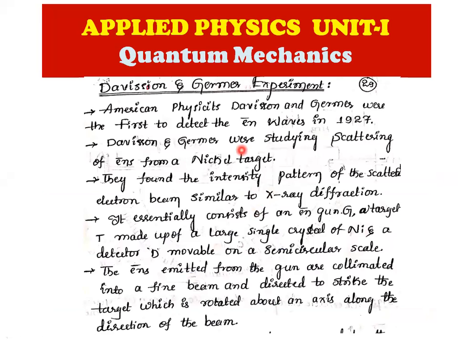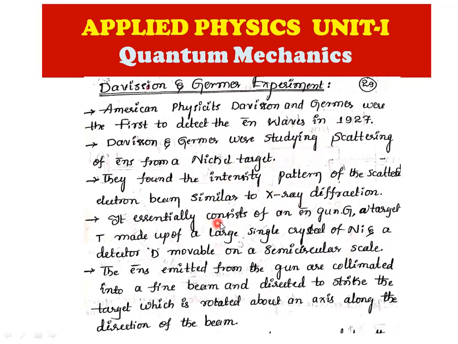American physicists Davisson and Germer were the first to detect electron waves in 1927. Davisson and Germer were studying the scattered electrons from a nickel target. They found the intensity pattern of the scattered electrons to be similar to that of X-ray diffraction.